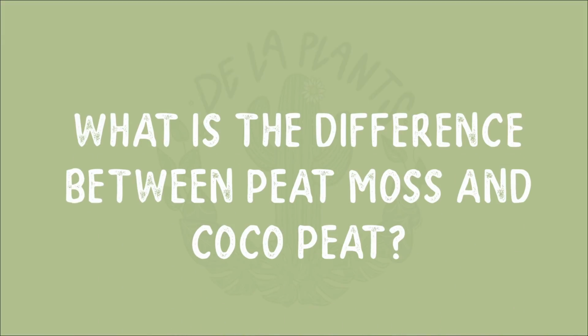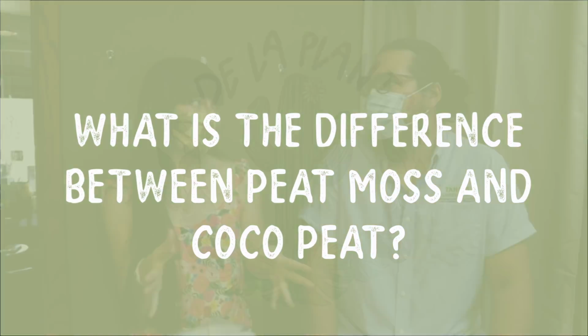What is the difference between peat moss and coco peat? Because Tanks doesn't use peat moss. Right. So peat moss is a fossil product. It's thousands and thousands of years old and it is mined. Basically they go in the peat bogs and dig it up, package it, and put it on a truck.